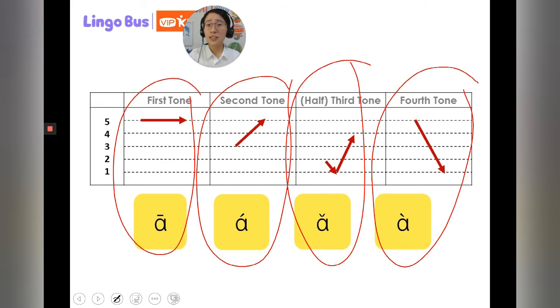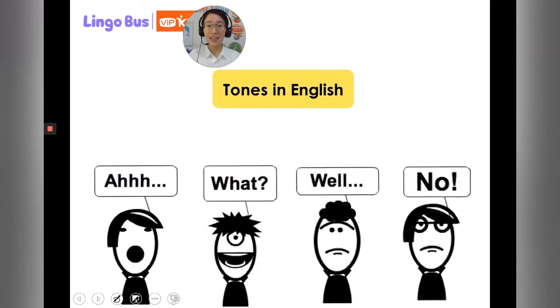If you still think Chinese tones are difficult, I want to ask you a question. Do you think we can find English equivalents for Chinese tones? If you agree, you can type out number 1. If you don't think so, you can type out number 2. Okay, so the right answer is yes, we can find English equivalents of Chinese tones.